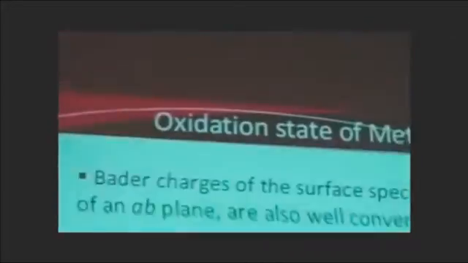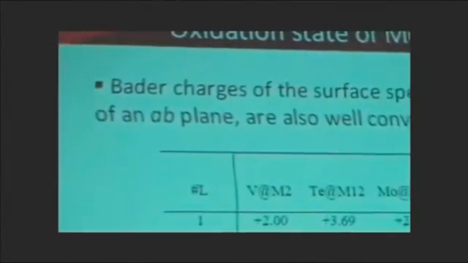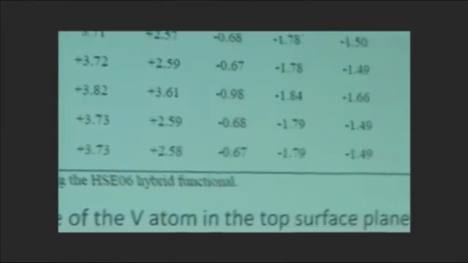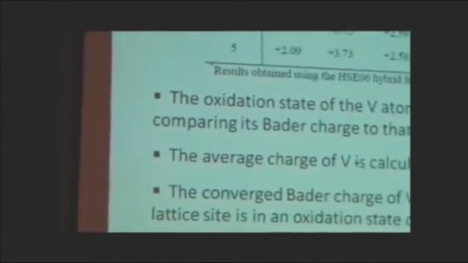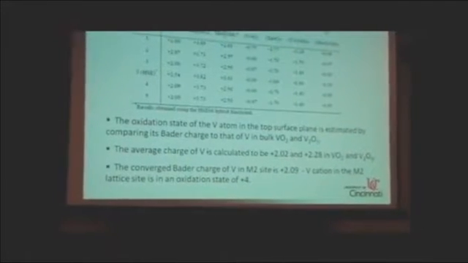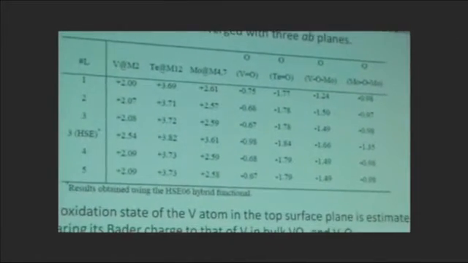So we also computed the oxidation state on the surface of the catalyst by using Bader charges implemented in VASP. As you can see, the oxidation state of vanadium also gets converged at three layers, and the changes are very converged for four and five layers as well. As an example, we compared the oxidation state of vanadium using vanadium dioxide and vanadium pentoxide, and we found that the charge at three layers resembles more closely the average charge of vanadium calculated in vanadium dioxide and vanadium pentoxide. Therefore we proposed that the oxidation state of vanadium on the surface of the molybdenum vanadium tellurium niobium oxide catalyst is +4.